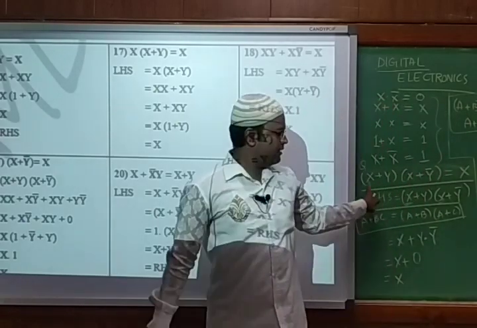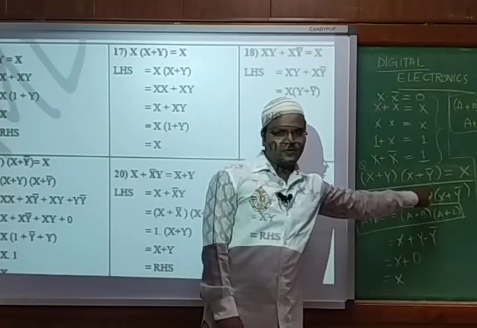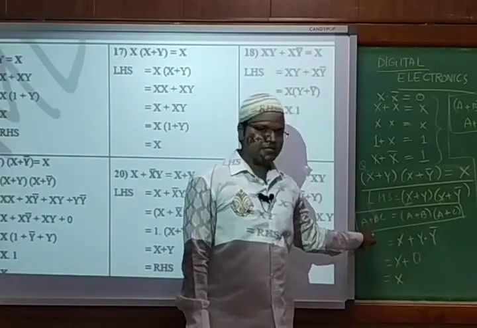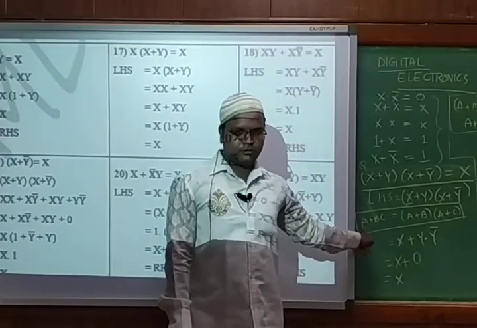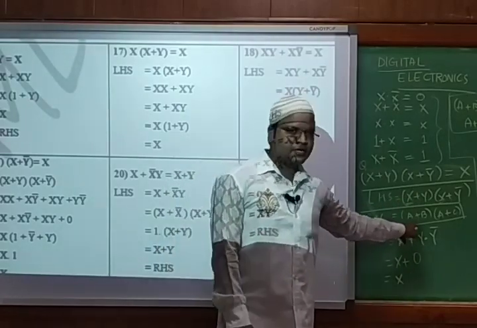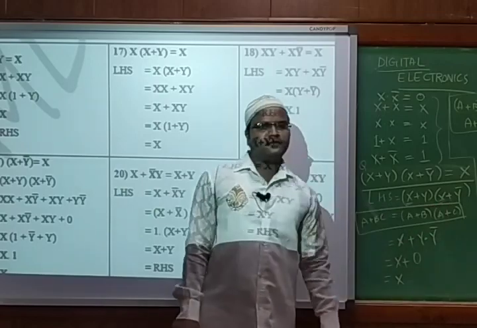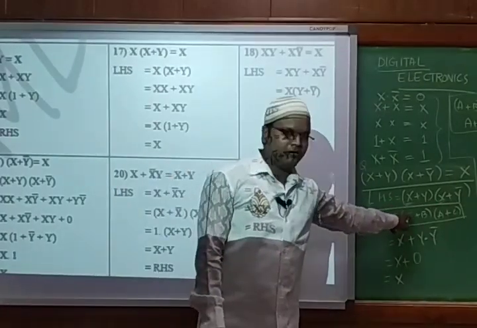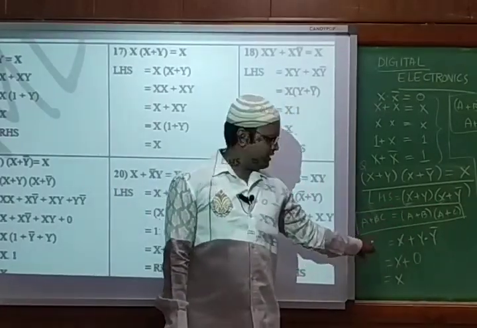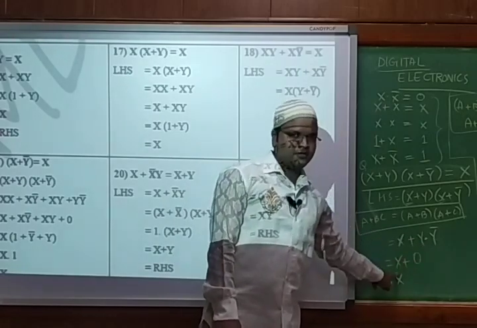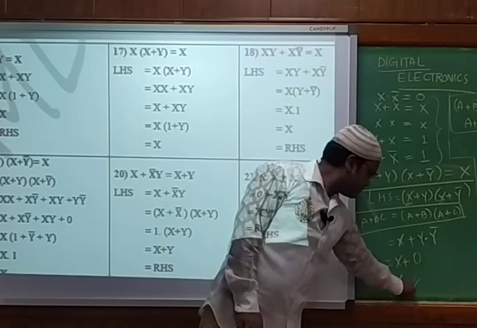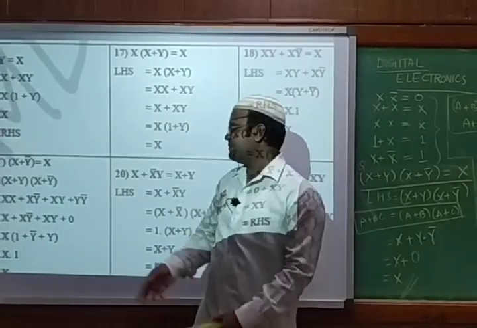What I have taken is x plus y bar. This is my left hand side. That I wrote as it is. This I am applying absorption law. What is absorption law? a plus bc can be written as a plus b and a plus c. So this is in this form, and I want to convert it in this form. So I wrote x plus y y bar. So y y bar is 0, x as it is. So that is nothing but x. So that is your right hand side.